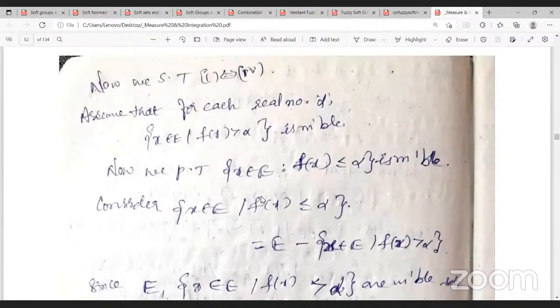Consider x belongs to E, f of x greater than alpha is a measurable set. What is the given information? By using this information, we should prove everything. Then we prove that the set of x belongs to E, f of x less than or equal to alpha is a measurable set. Next.